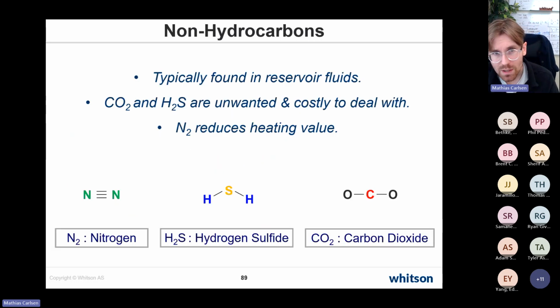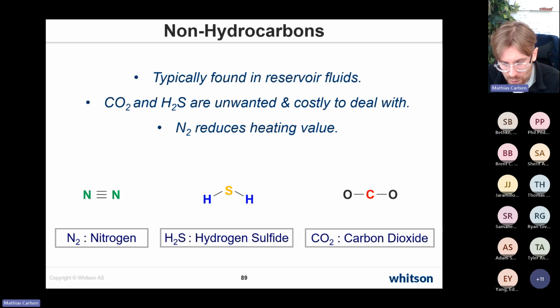When it comes to the compounds themselves, typically you will deal with a lot of non-hydrocarbons in addition to the hydrocarbons that we just talked about. The most common ones are CO2, H2S, and nitrogen. CO2 and H2S are always unwanted and costly to deal with, while the nitrogen is typically there to reduce your heating value and what you can sell. So those would in most cases be there in addition to the hydrocarbons.